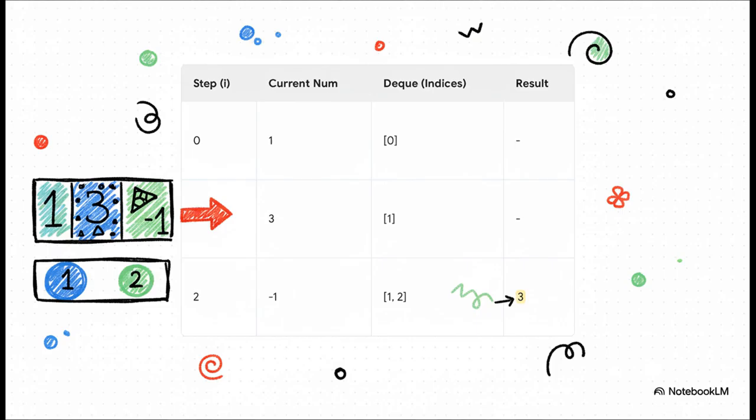At step 2, -1 arrives. It's smaller than 3, so it's no threat. It just lines up behind it. Now our first window is full. Who's at the front of the line?